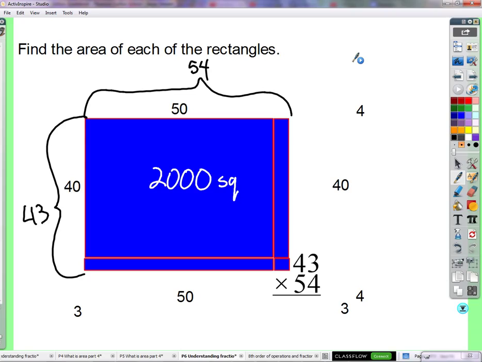43 groups of 54. Okay, that's not immediately obvious when you think about that, but those would be the same thing. Right? Take you back to the first day that you learned about multiplication, you might not realize those are the same thing. We can see it here in this area model.